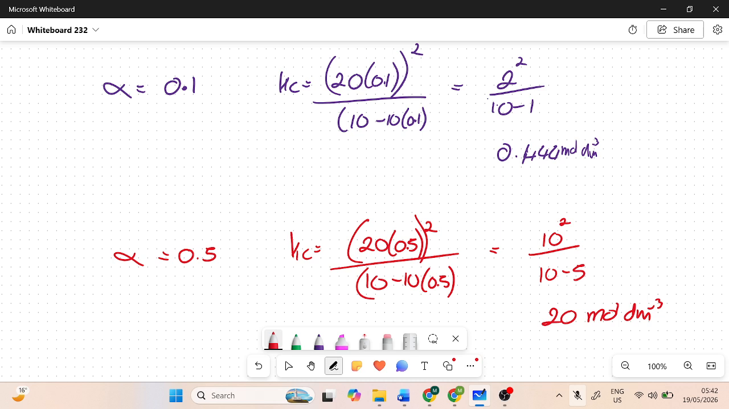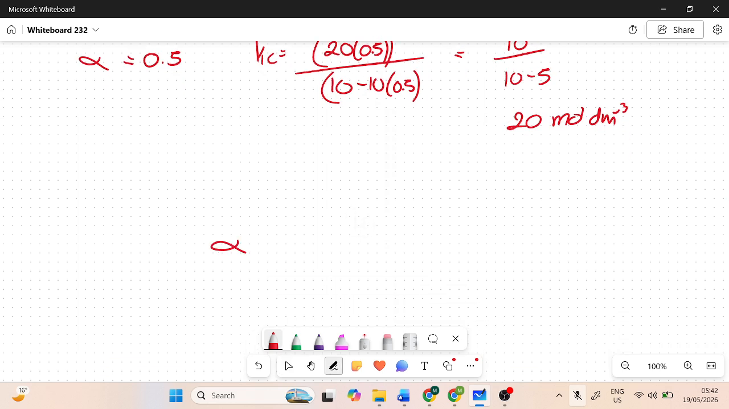If on the other hand, you need to find the degree of dissociation, it's always going to be change. So degree of dissociation will be change over initial. And it's a number between 0 and 1.